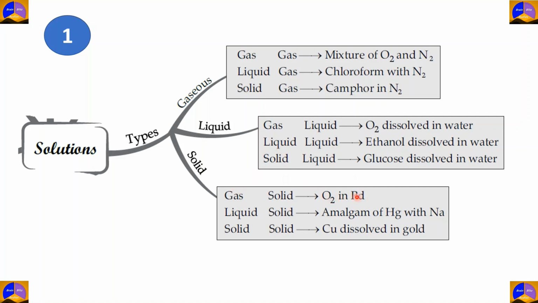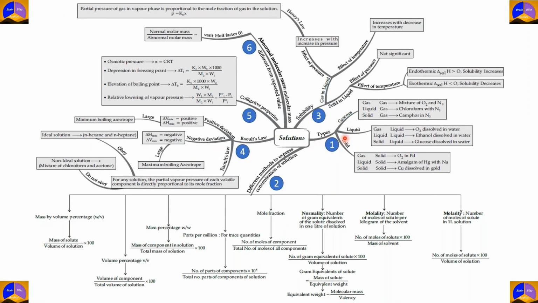Oxygen in palladium is an example of a gas dissolved into a solid. The amalgams of mercury with sodium is an example of a liquid enclosed in a solid. And a solid mixed with a solid would refer to alloys such as copper dissolved in gold. These alloys are the examples of solid dissolved in solid type of solutions. So that completes the first stage of our mind map, types of solutions. Let's move on to the second stage.